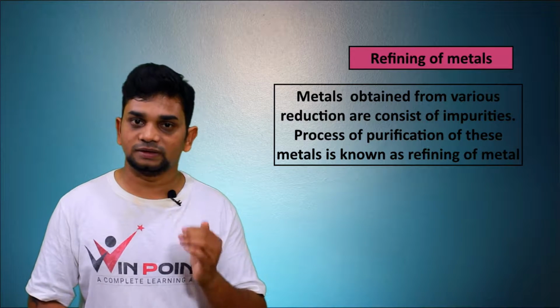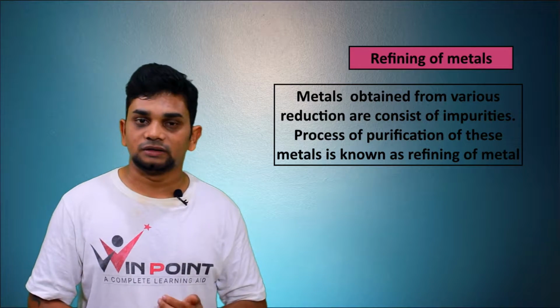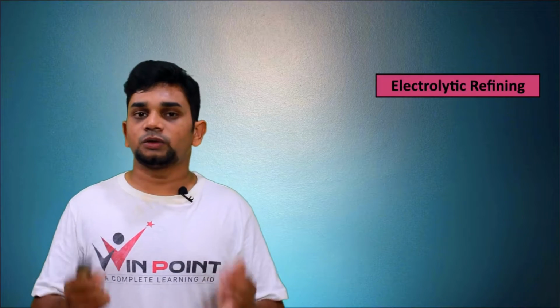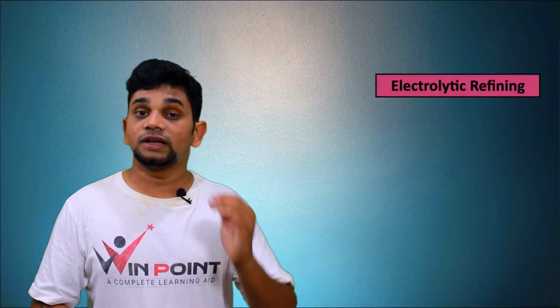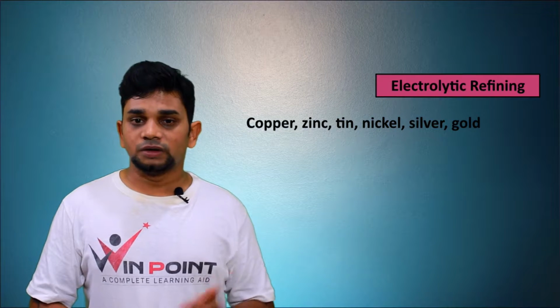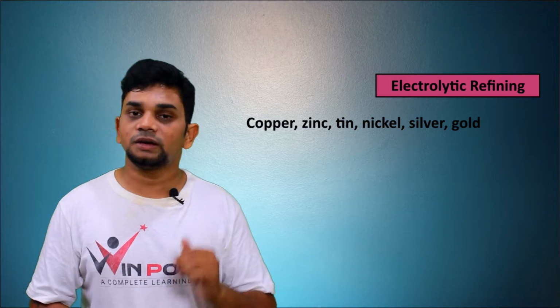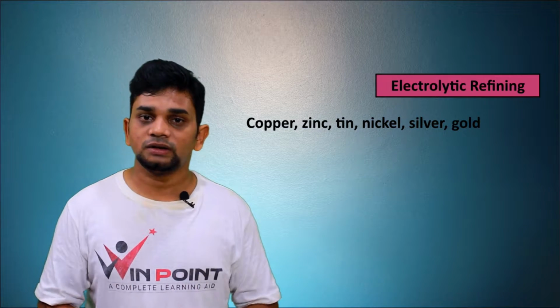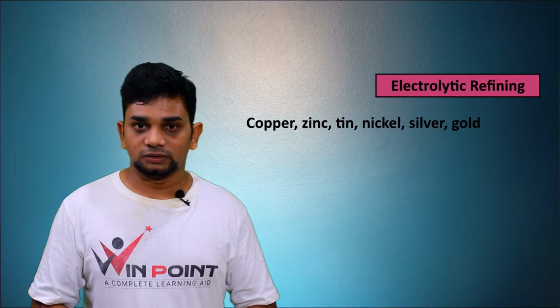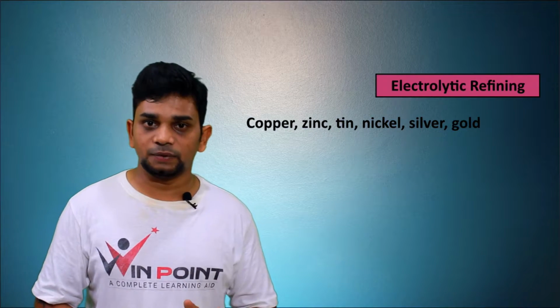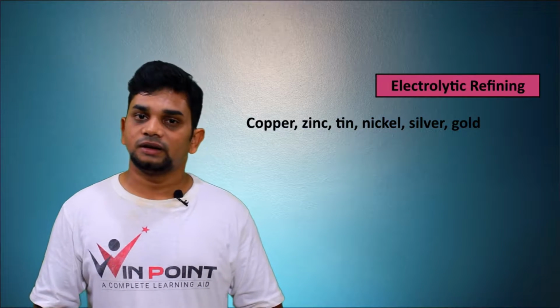Here we are going to discuss a method to refine the metal. The method is electrolytic refining. It is a process of refining the metal with the help of electricity. Copper, zinc, tin, nickel, silver, gold: we can purify these metals using electrolytic refining. First we will discuss it with an example, and after that we will write the explanation.